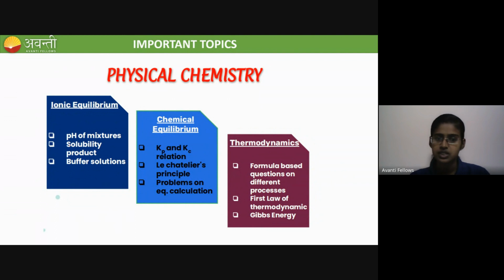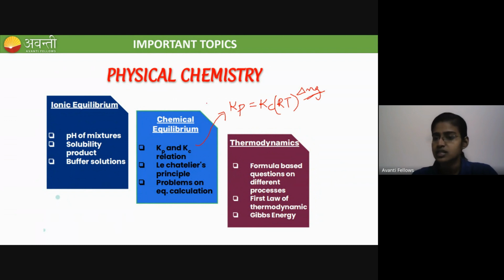And in chemical equilibrium, the Kp-Kc relation: Kp is equal to Kc into RT power delta Ng, right? That relation is very important. Using that relation, you can get questions from any side of it. So study that relation properly. We will have three cases under this: Kp is equal to Kc into RT power delta Ng, where delta Ng is equal to 0, greater than 0, or less than 0.